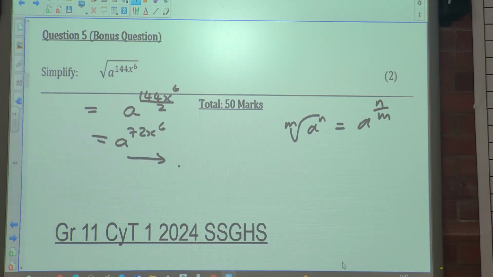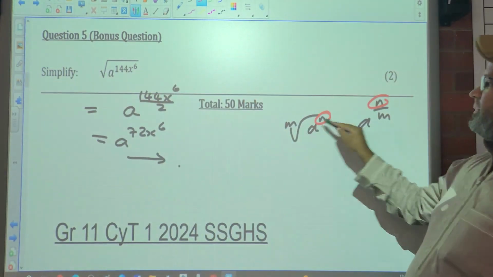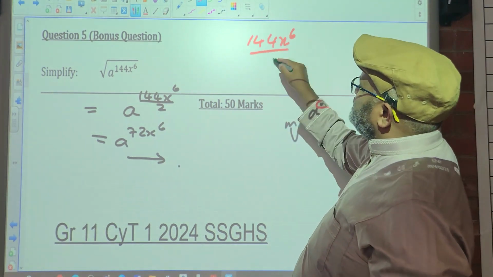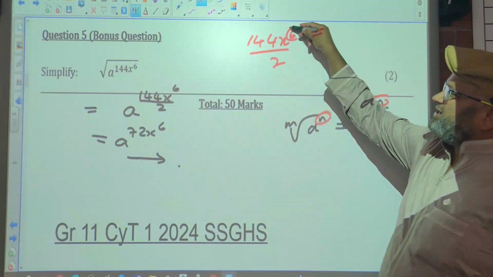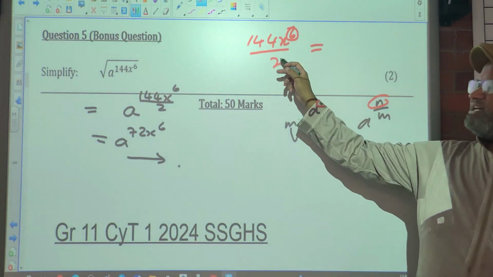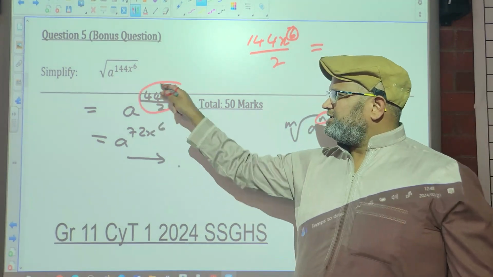Yes, right. Why is it 6 not 3? Because you're just dividing the exponent. As you can see here, whatever the exponent is, you just divide it by the root. So if the sum was 144x to the 6 over 2, why would you want to make that 3? You understand? It's only these numbers here that we're normally going to simplify. So the same thing applies there.